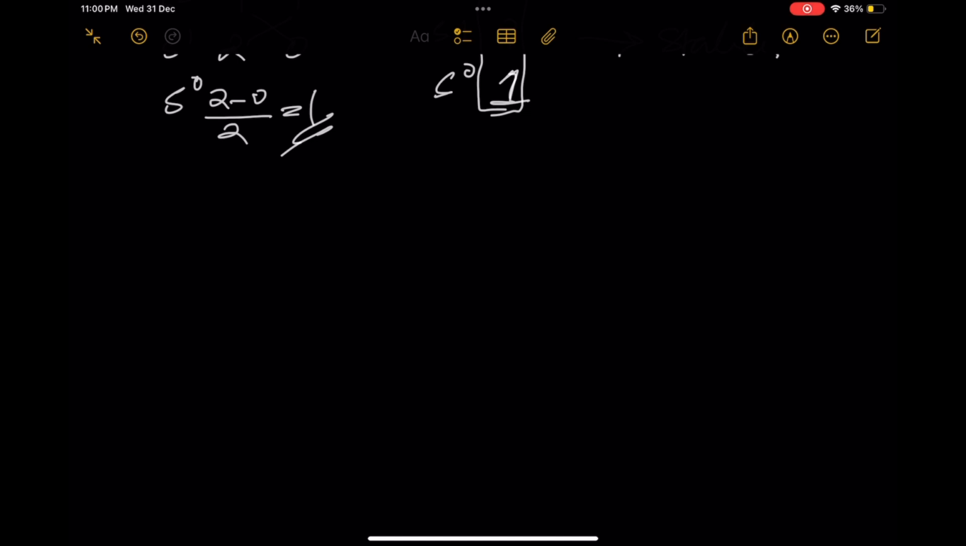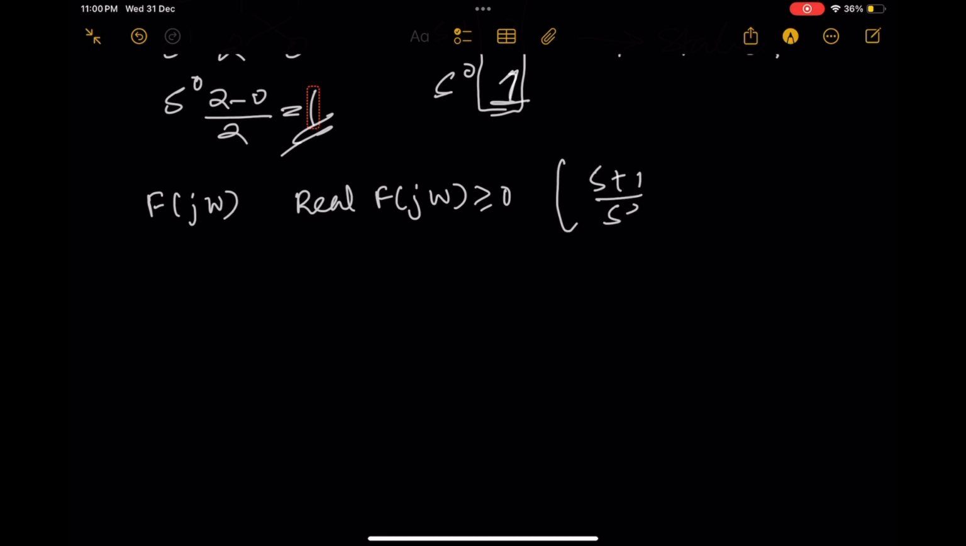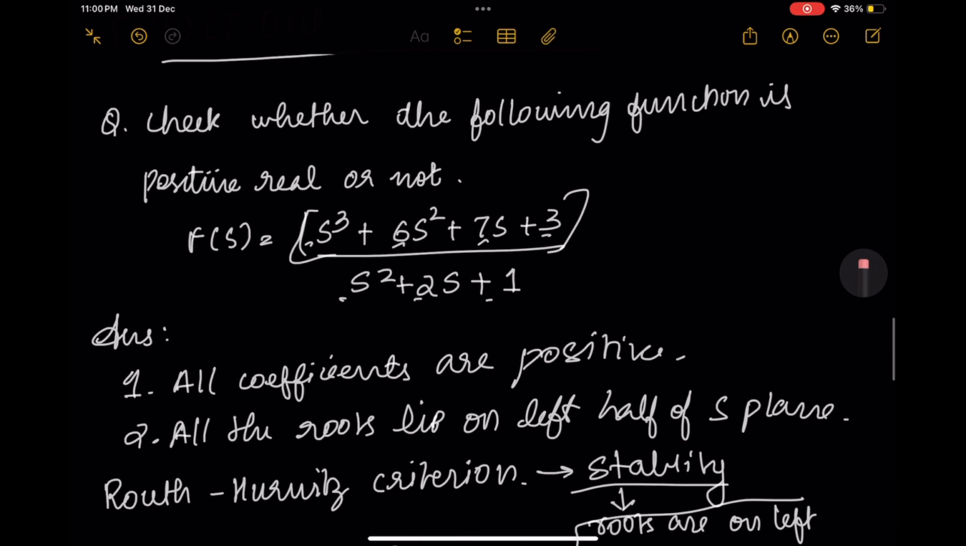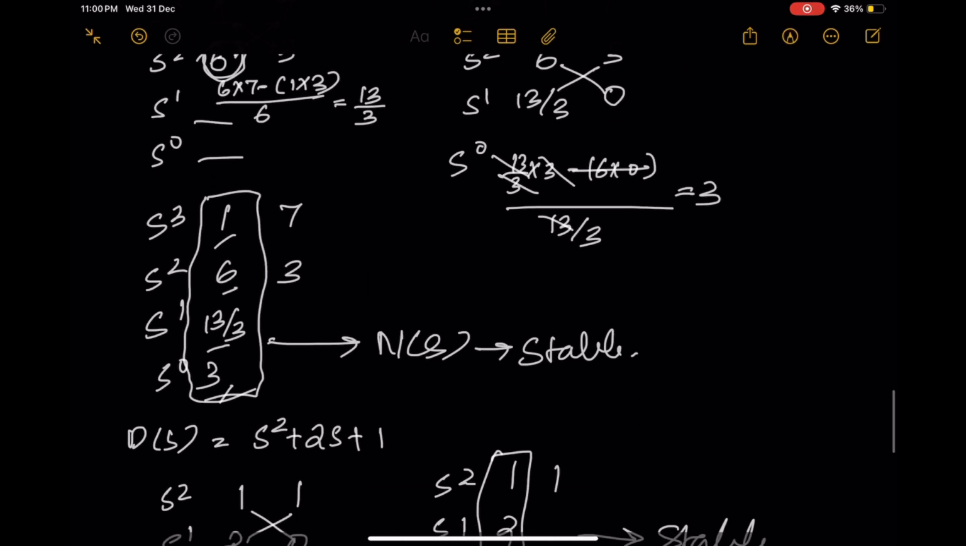Last time we put f of j omega and found out that the real part of f of j omega is greater than or equal to 0, right? But the question was very simple, like s plus 1 by s plus 2 or something, so we used that method. In this case, the polynomial is of higher order. As you can see, the polynomial is of higher order. So what we are going to do is use another method.